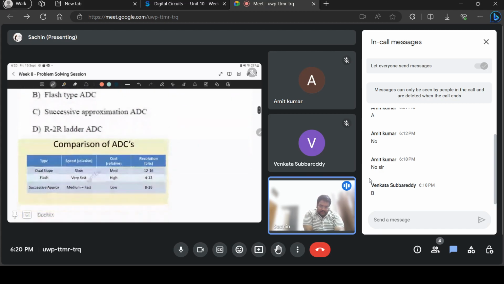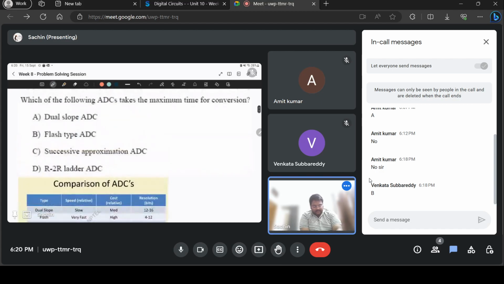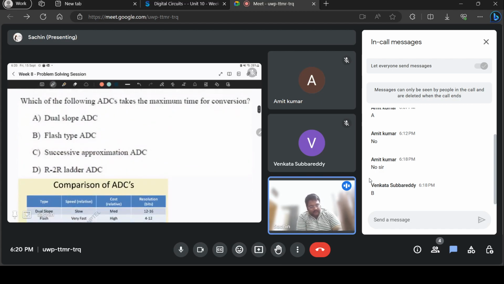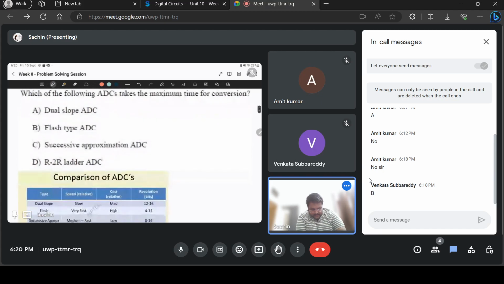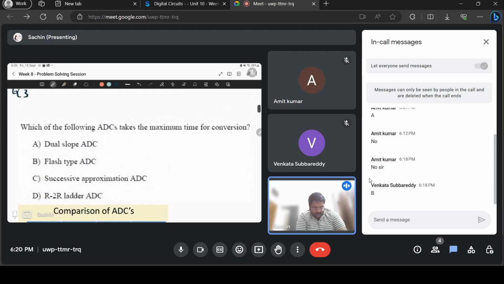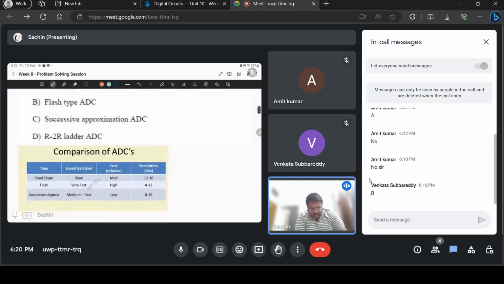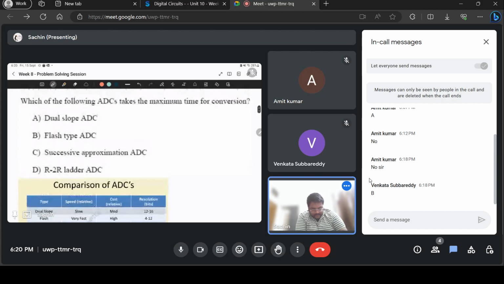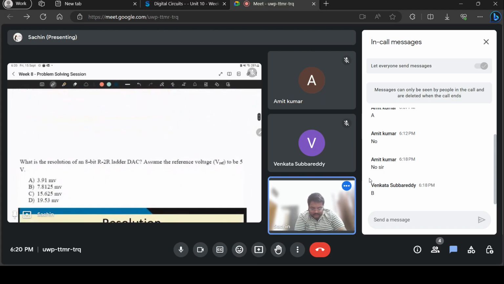So for the slowest, there are 3 here. Dual slope is slow, flash is very fast, and successive approximation is medium fast. They're asking which takes the maximum time, so that's the slowest one. Out of these 3, the slowest is dual slope. Okay.